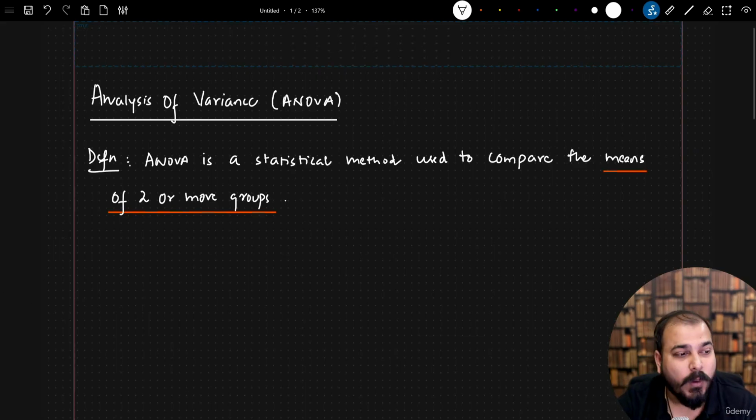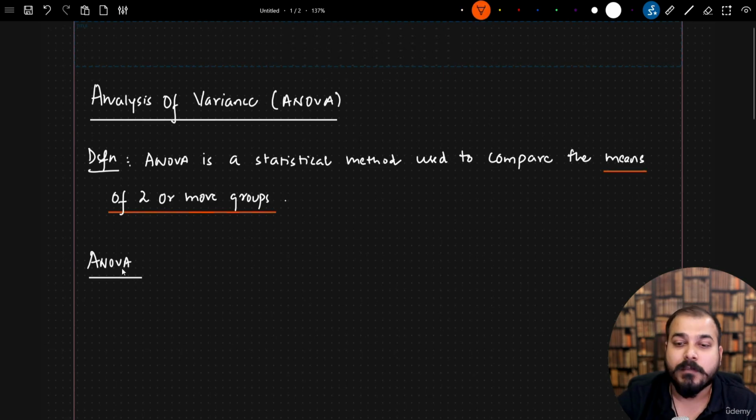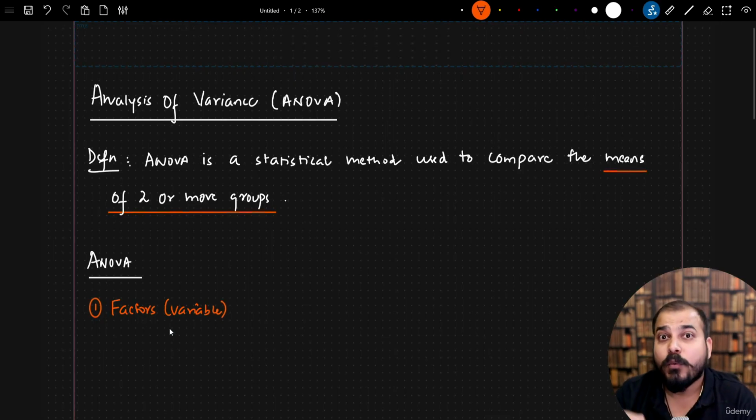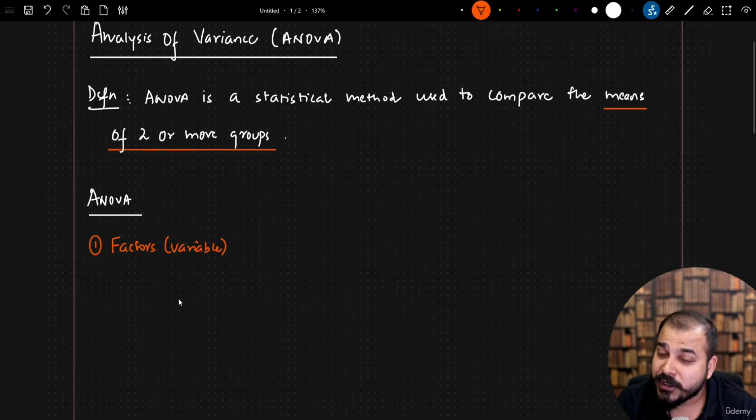But with respect to ANOVA, there are two very important components, and we will probably be seeing them in most of our questions. The first component is something called factors, and these factors can be independent or dependent. I'll talk about what is independent and dependent in the upcoming video when we talk about assumptions and types of ANOVA. But here I'm going to give you some examples so that you will be able to follow.